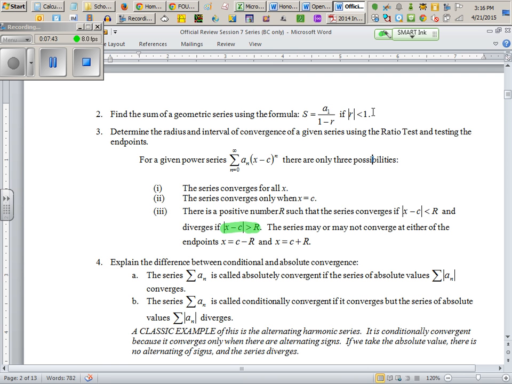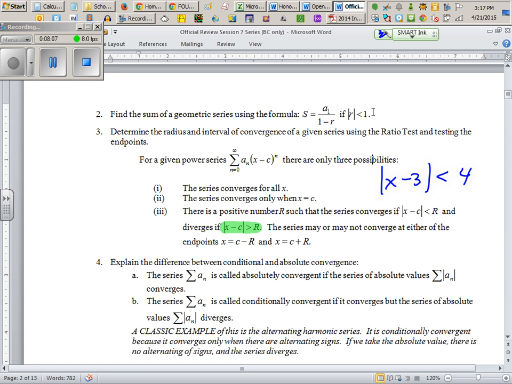Sometimes you'll get all the way down to the end of your problem, and you'll have something like this. X minus 3, absolute value, is less than 4. And you know you're supposed to continue if you're looking for that interval. But listen, you already have the radius. Okay? The radius is 4. So you don't have to actually pursue this any further. If you were asked for a radius of convergence, the answer is 4.